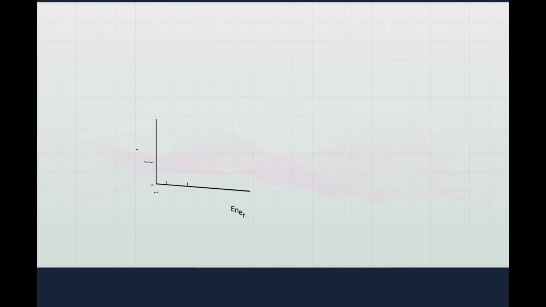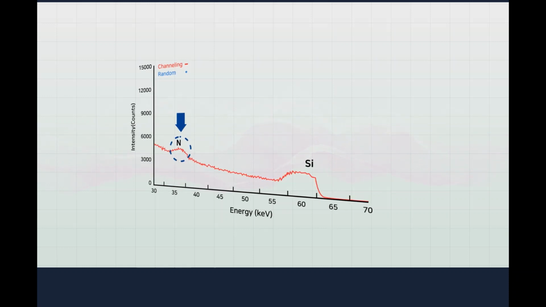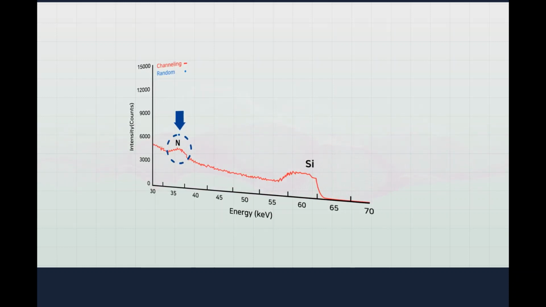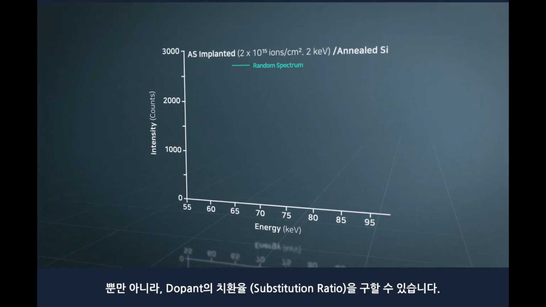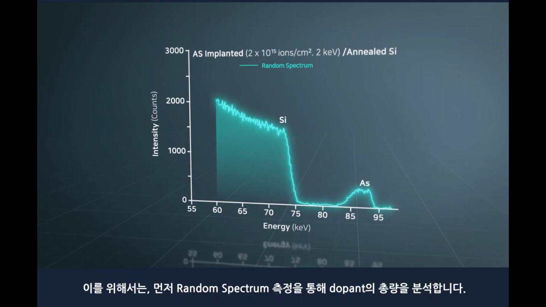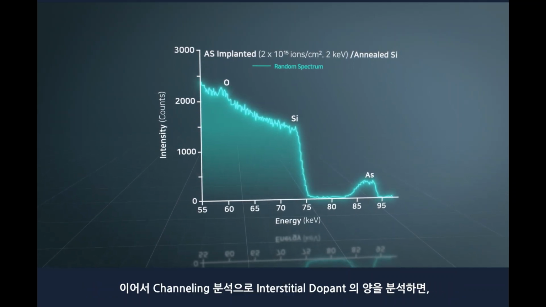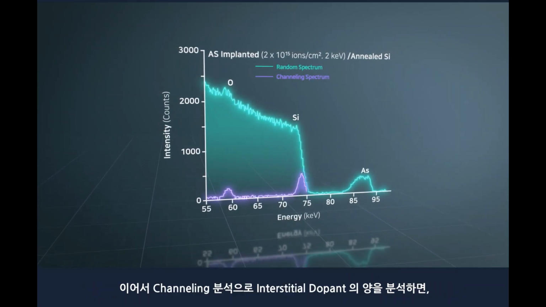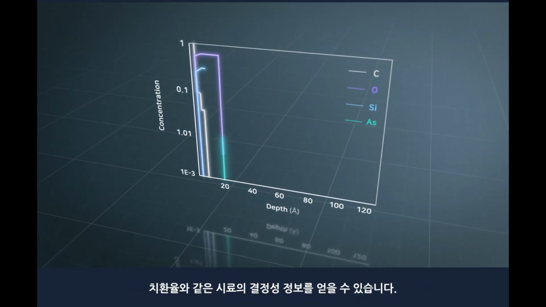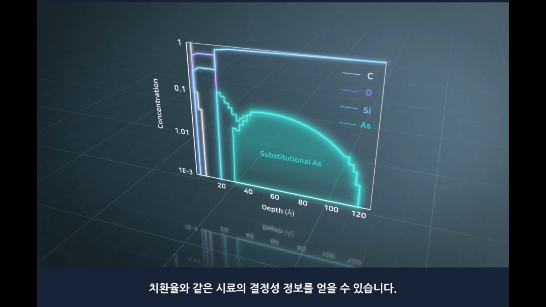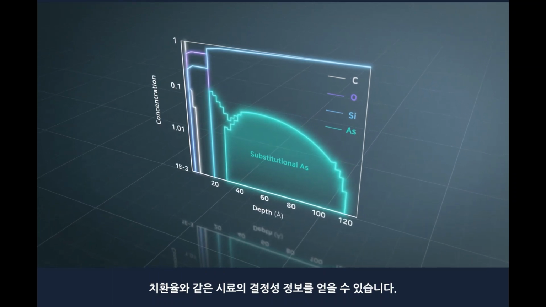Using channeling spectrum, the spectrum of the element overlapped with the substrate's spectrum can be clearly recognized by reducing the spectrum height of the substrate. In addition, the substitution ratio of a dopant can be obtained. For this, first, the total number of dopants is obtained through random spectrum measurement. Then, the number of interstitial dopant is analyzed by channeling analysis. By comparing the difference between the random spectrum and the channeling spectrum, crystallization information of the sample, such as the substitution ratio, can be obtained.